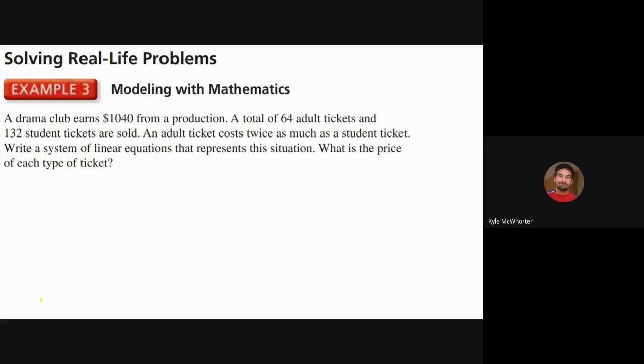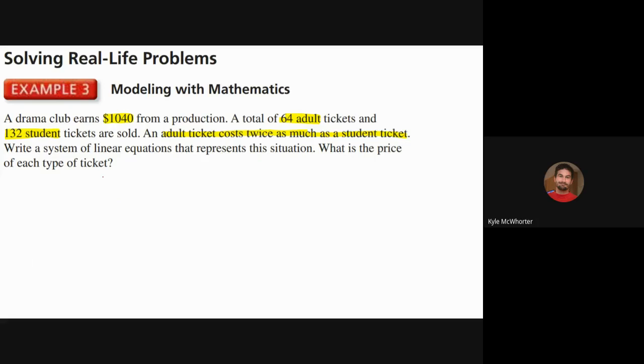Drama club earns $1,040 from a production. I'm going to guess it was a play. A total of 64 adult tickets and 132 student tickets were sold. An adult ticket costs twice as much as a student ticket. Write a system of linear equations that represents the situation, and then we need to find the price of each type of ticket.